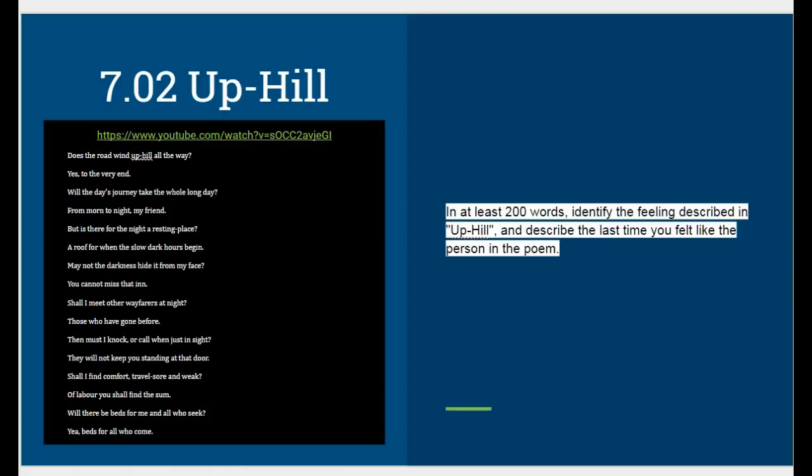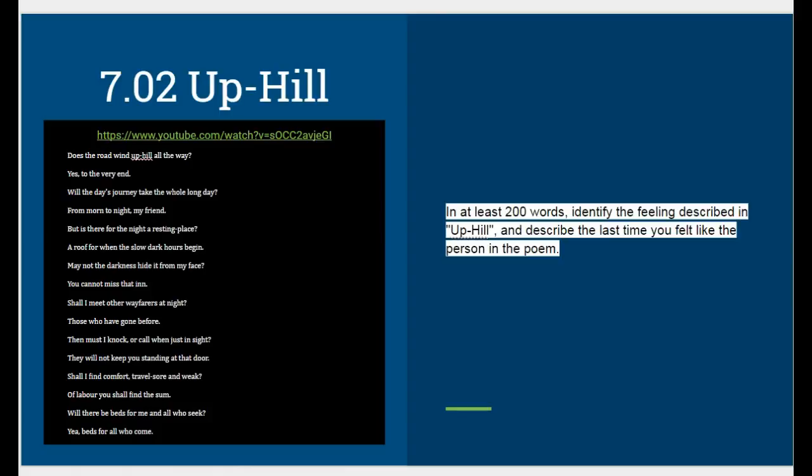So as we can see when we read this, this isn't absolutely about a road, but it's metaphoric for something else. And a lot of people, particularly a lot of people of the Christian faith, have taken Uphill to be kind of a Christian-based poem, all right? So what I want you to do is read through that. And the assignment asks you to, in 200 words or less, identify a feeling described in Uphill and describe the last time you felt like the person in the poem. So I want you to think about a time in your life that you kind of felt the same way. And again, this isn't entirely about a road. A lot of people think that this is about life, right?